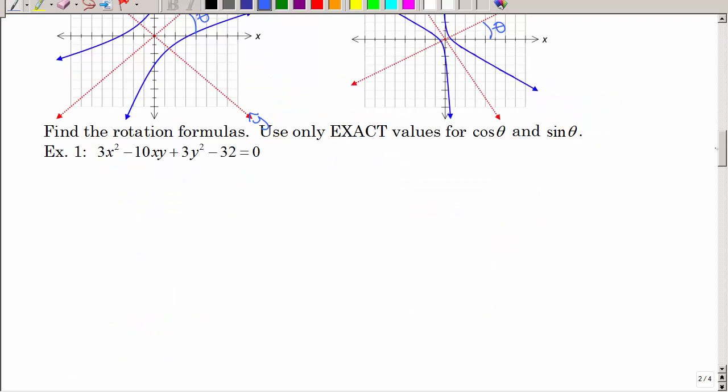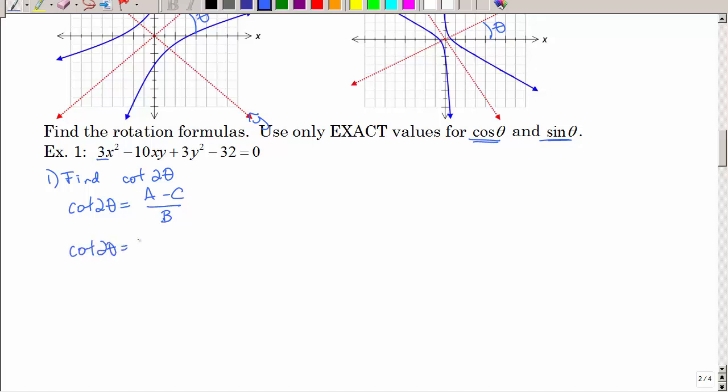Let's look at this first example. In order to find the rotation formulas, we have to find cosine theta and sine theta. So the first thing we need to do is find the cotangent of 2 theta, and from there we can go forth. So the cotangent of 2 theta is A minus C over B.